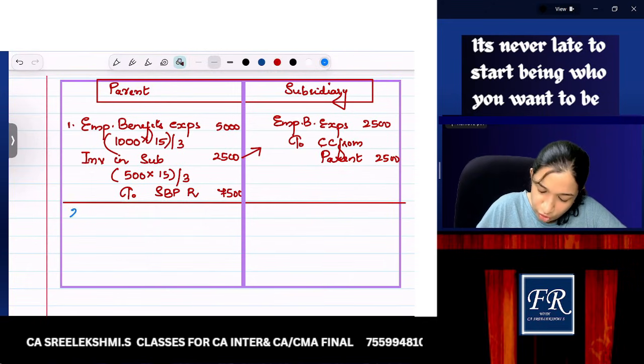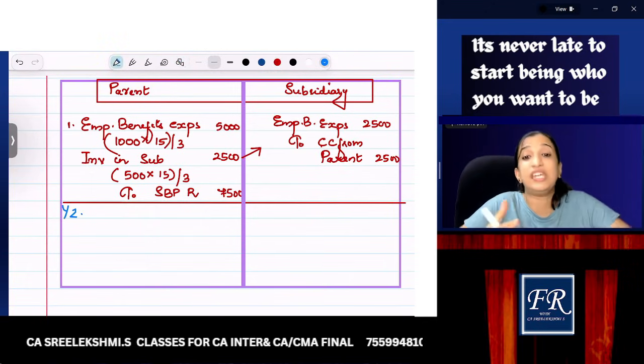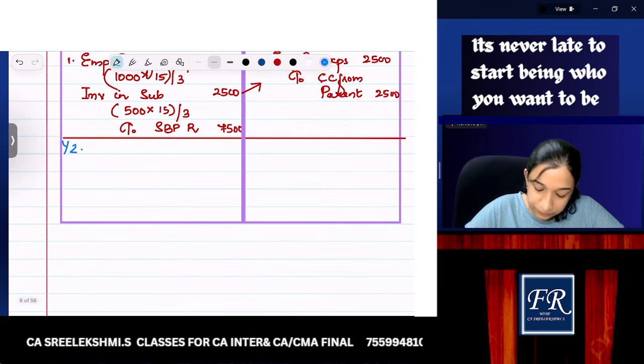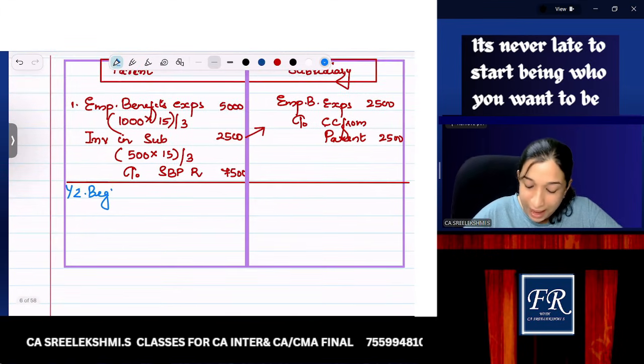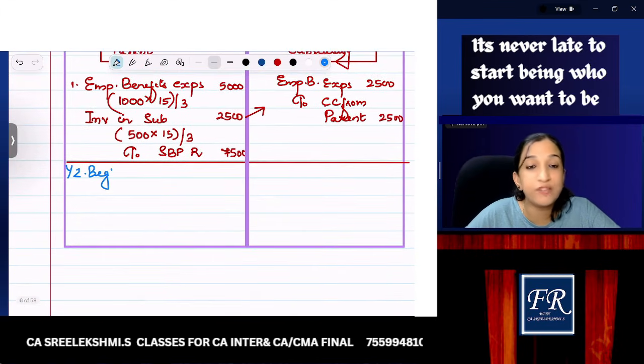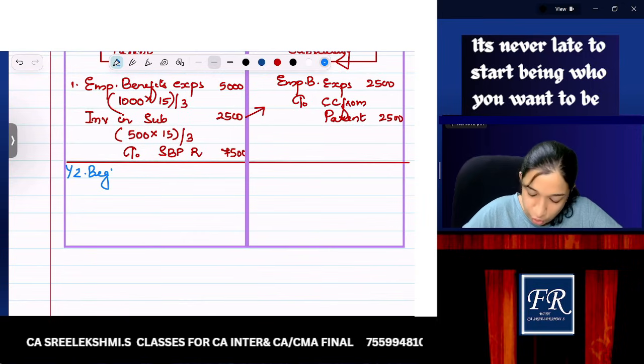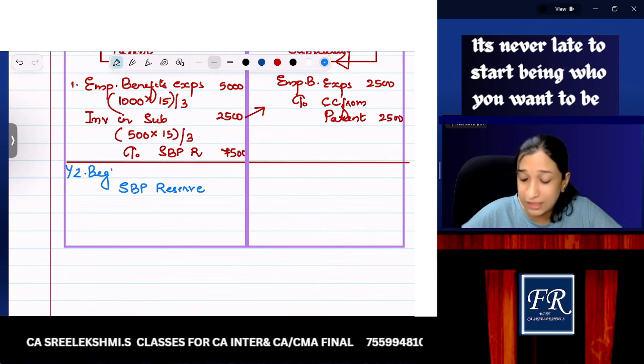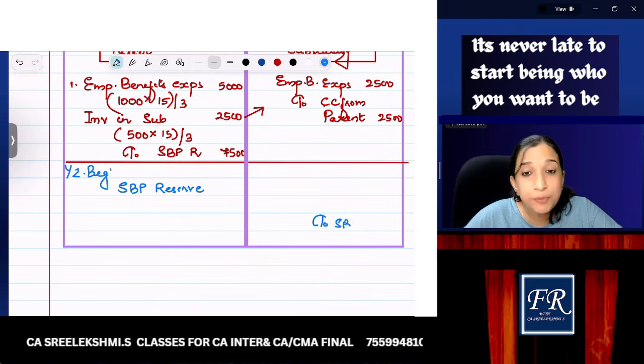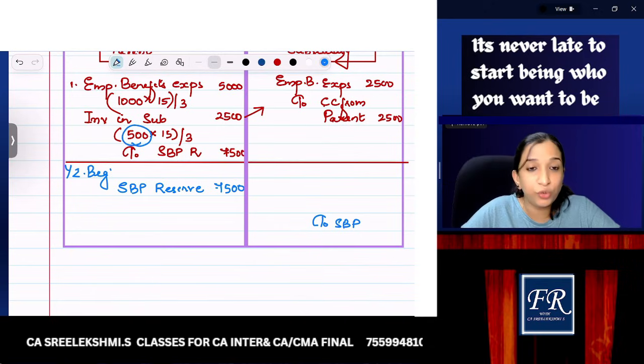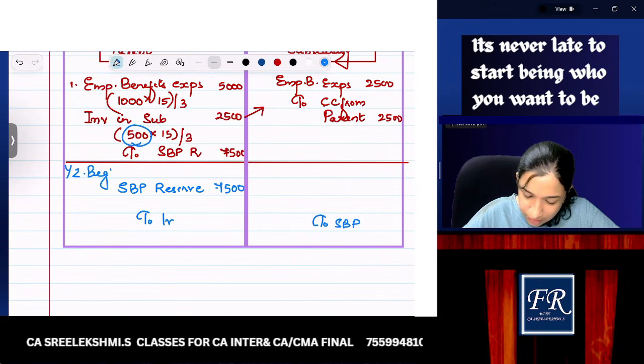So when there is a change, what should be the entry at the beginning? At the time of change, what is the entry? This is year 2 beginning. What is the change? In the books of parent, already there is SBP reserve, but SBP reserve is not going to be settled by parent. So I need to reverse SBP reserve. Are you convinced? Because SBP reserve should come now in the books of subsidiary. So SBP reserve is to be reversed, 7500.